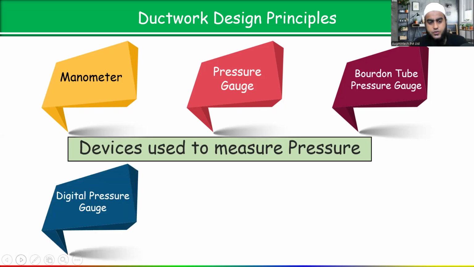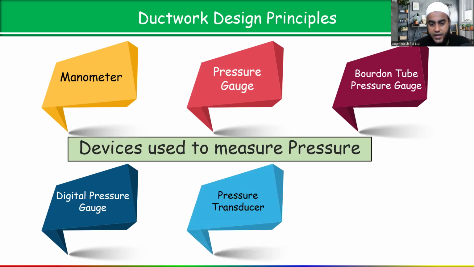Next, some other devices are also there, like the digital pressure gauge. A digital pressure gauge electronically measures the pressure and displays the value digitally, so that is why it is called a digital pressure gauge. Generally in our HVAC system, this type of digital pressure gauge is installed in the main duct to measure the real-time static pressure.